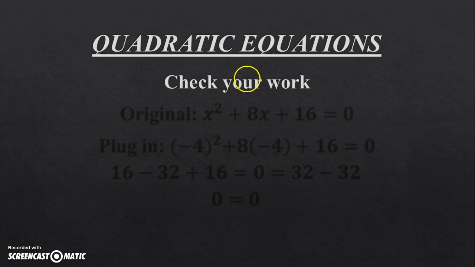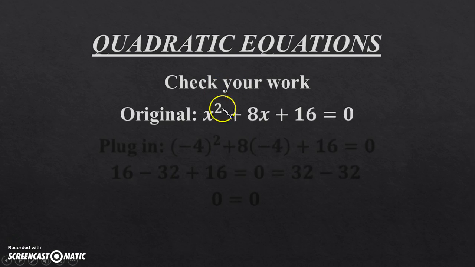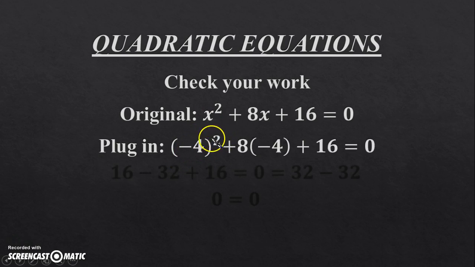Now, always check your work. Almost always check your work. So the original is x squared plus 8x plus 16 equals 0. We're going to plug in what we found for x, which is negative 4. So we have negative 4 squared, remember we have to keep that in parentheses, plus 8 times negative 4 plus 16 equals 0. Negative 4 squared is 16. 8 times negative 4 is negative 32.